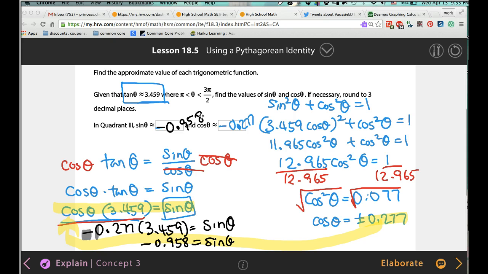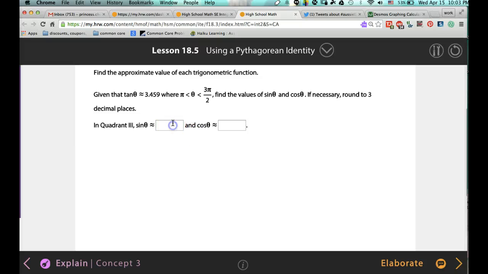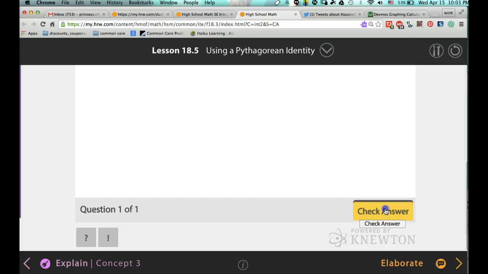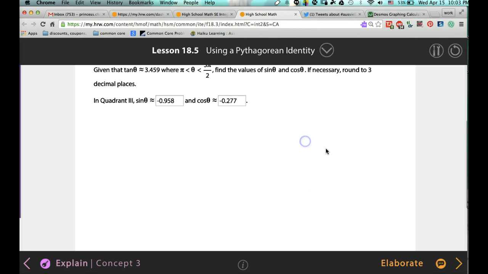But of course, it feels so good when I plug in the numbers for you, right? So let's go ahead and do it. Let's see it. Negative 0.958. Okay. And for cosine, it's negative 0.277. And let's check off our answer just for the satisfaction of it. And of course, it says it's correct.